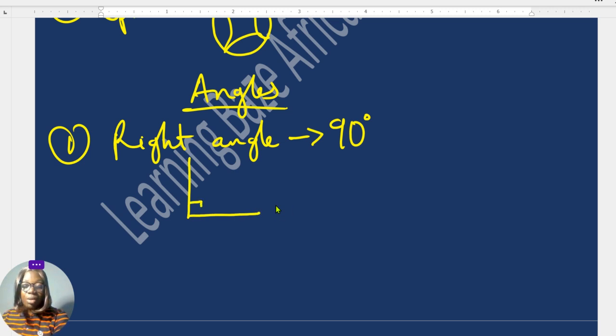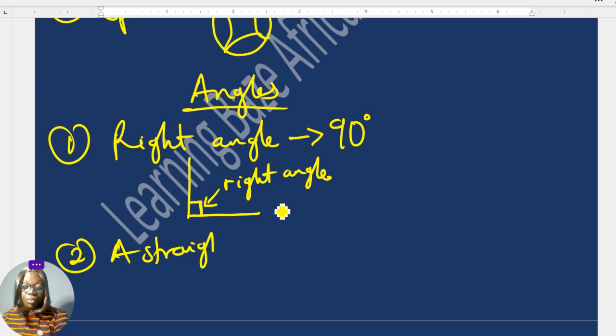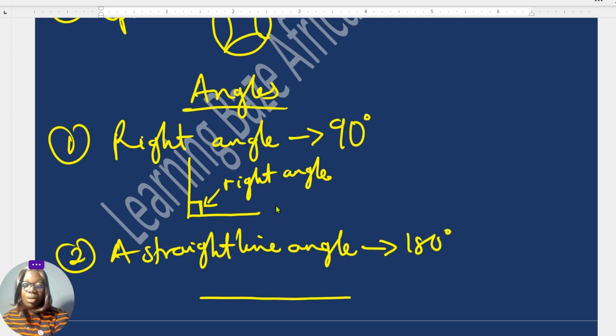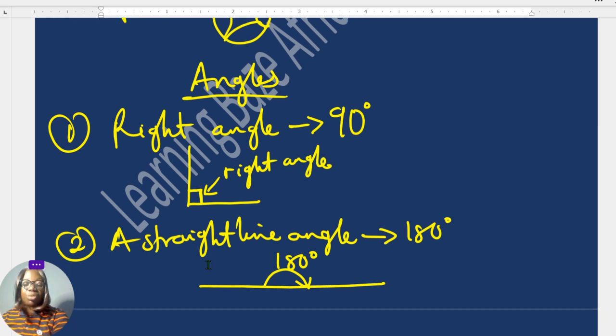So anytime you see an angle with this sign, like a 7 or an L, it is called a right angle. Now the next one is a straight line angle. A straight line angle is equal to 180 degrees. So it is an angle at 180 degrees. So we have right angle, we have straight line angle.